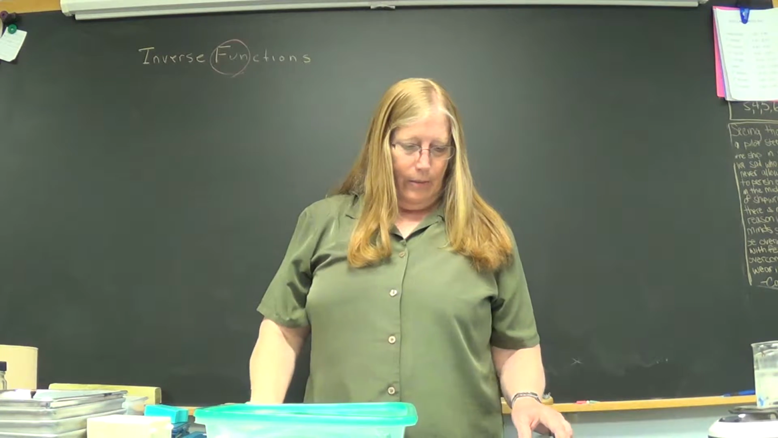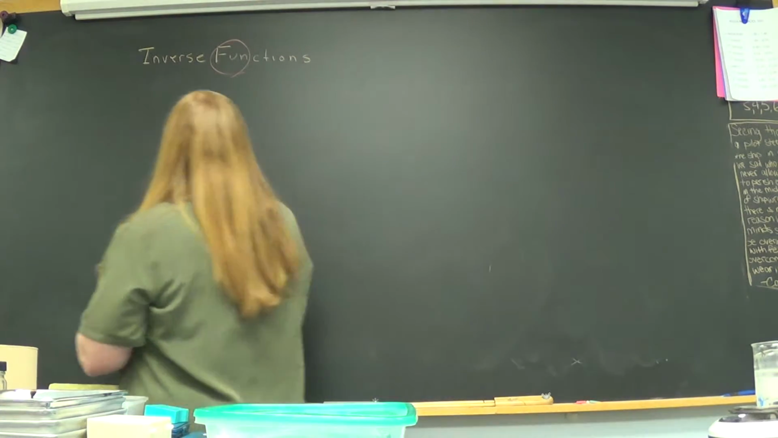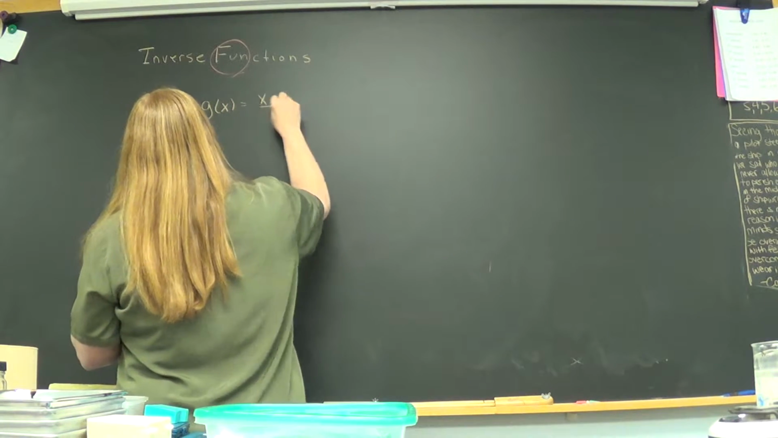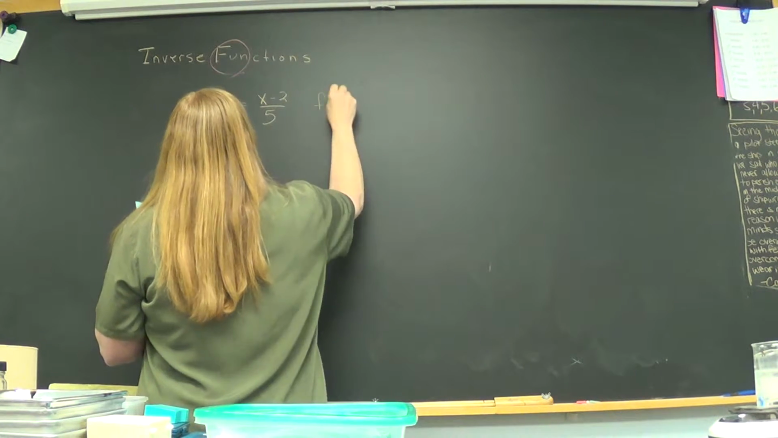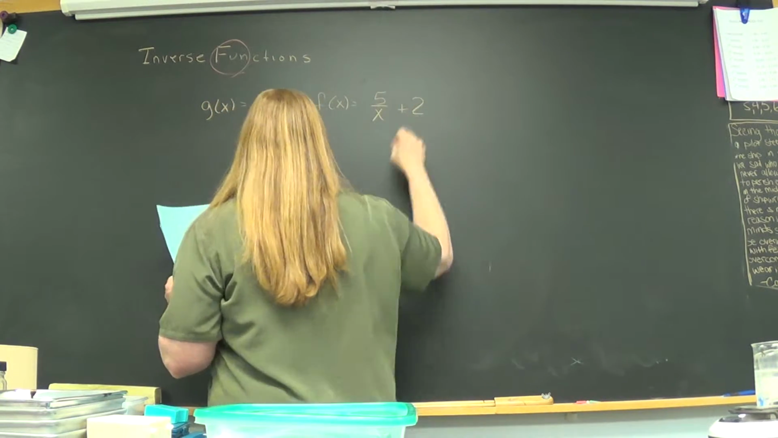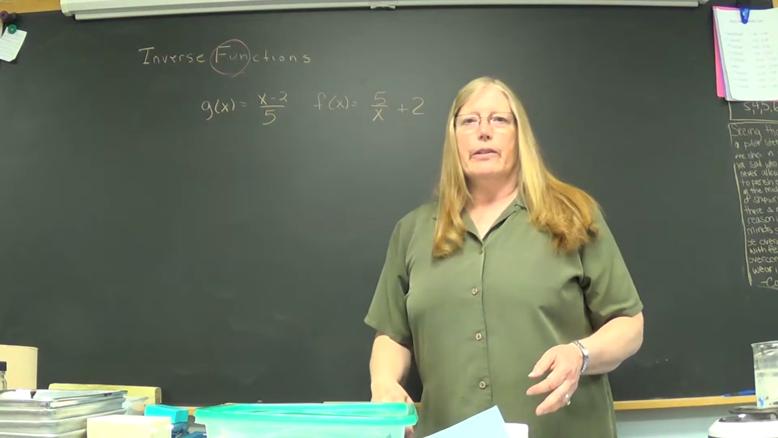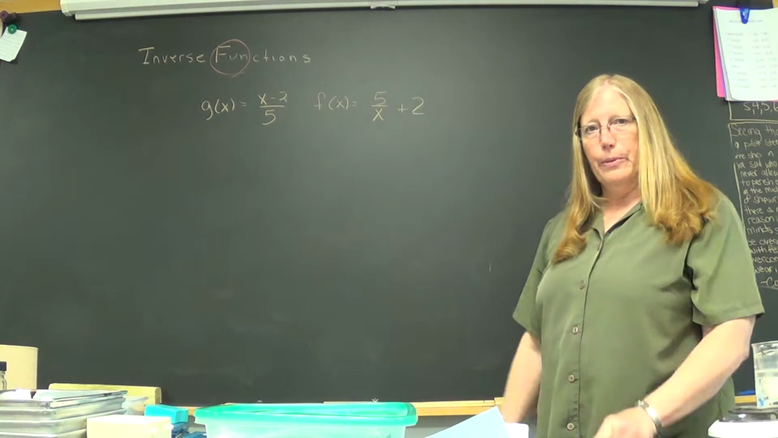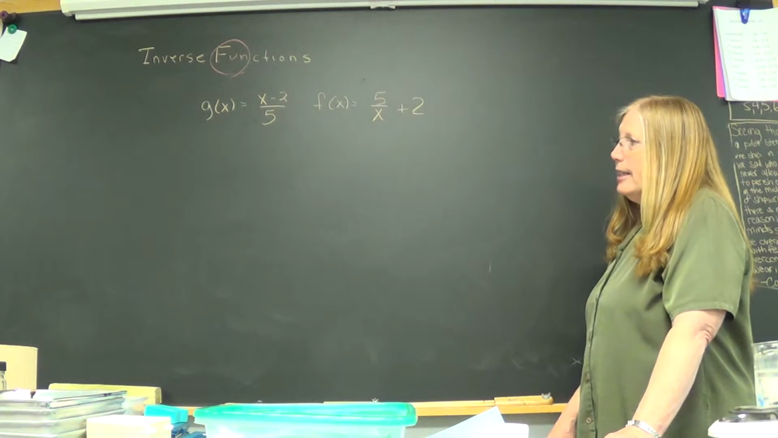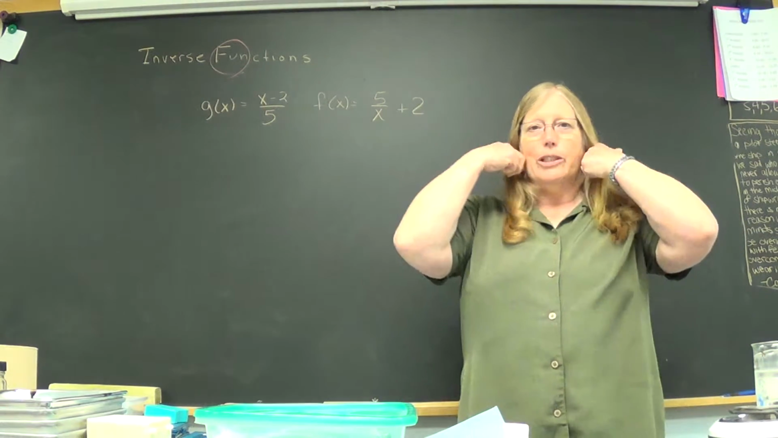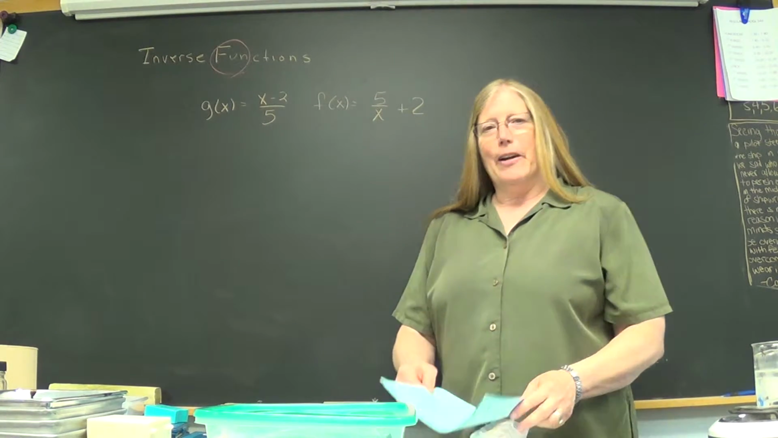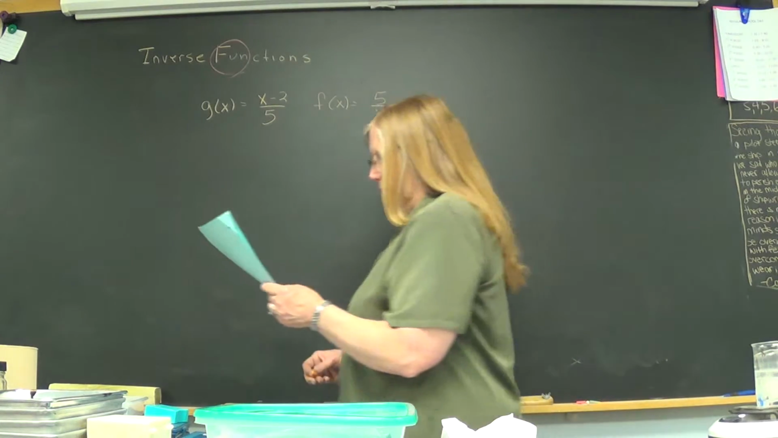All right. The one I want you to try is g of x equals x minus 2 quantity divided by 5, and f of x equals 5 over x plus 2. All right, that looks like they're going to be inverses of one another, but we have to prove it. So go ahead and compose g composed f, and then f composed g, and let's see what shakes out. So this is a pause point while you do it. Come right back when you're ready.